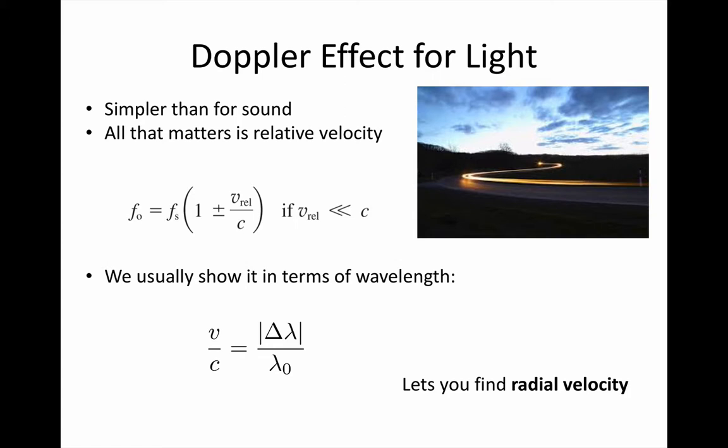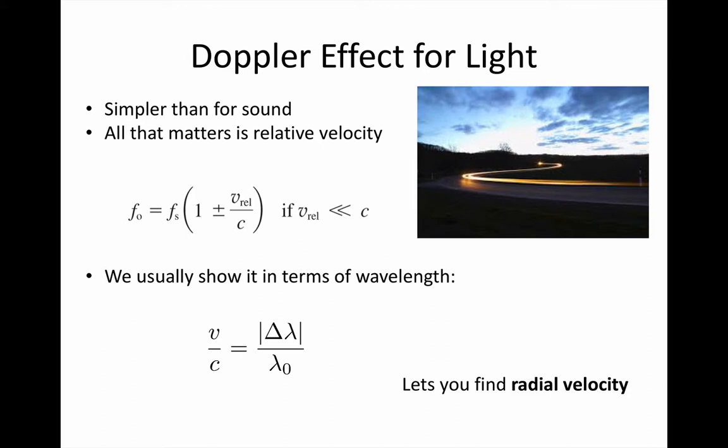Now, we usually show Doppler shift for light in terms of wavelength rather than frequency. And so the equation that you mostly use is v over c equals delta lambda, which is the wavelength shift, divided by the wavelength of the source at rest. So here the quantity delta lambda is sometimes called just the wavelength Doppler shift.